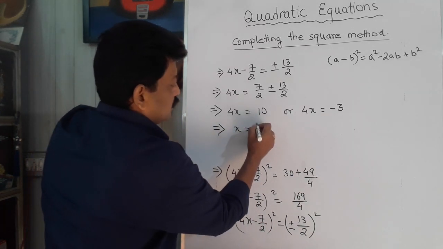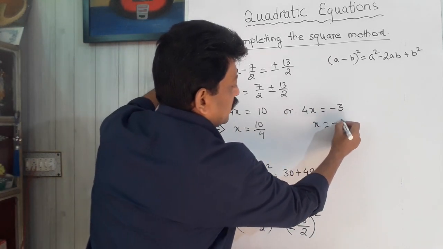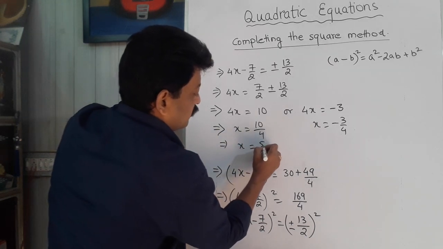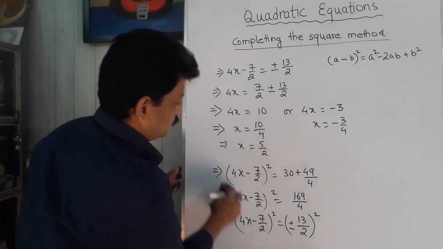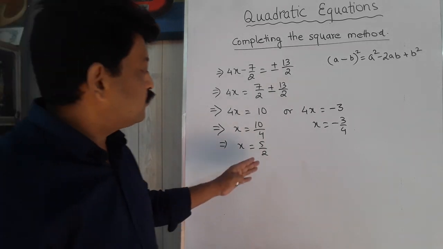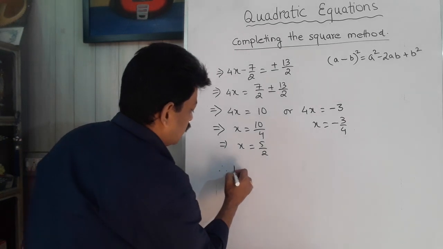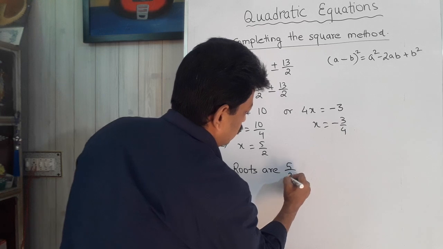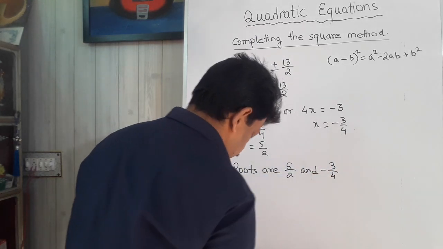So x equals 10 upon 4, and here x equals minus 3 upon 4. 10 upon 4 in the simplest form is written as 5 upon 2, and here x equals minus 3 upon 4. So therefore we are getting two values of x. These two values are known as the roots. Therefore the roots are 5 upon 2 and minus 3 upon 4.